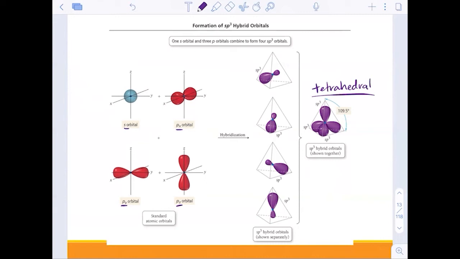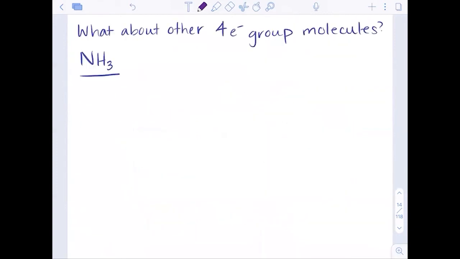The only way to understand how the tetrahedral is formed is through hybridization. We have to have equal energy orbitals in order to understand that. And so hybridization is our theory that predicts what we observe. What about other group 4 atoms? Okay, carbon can hybridize. Can nitrogen? Can oxygen? The answer, yes.